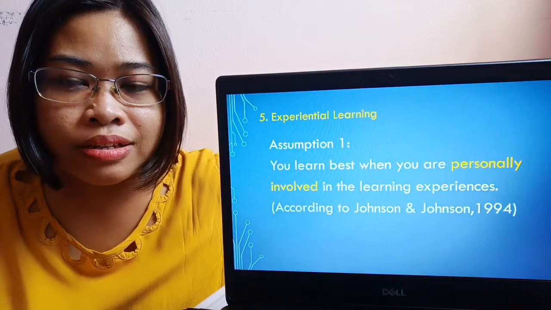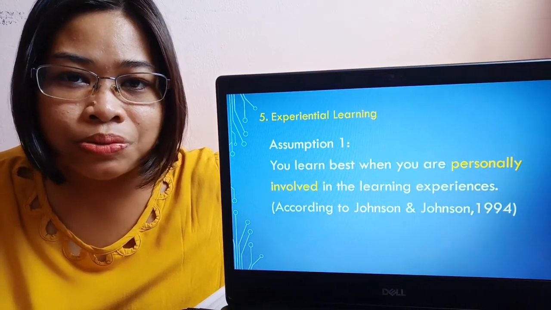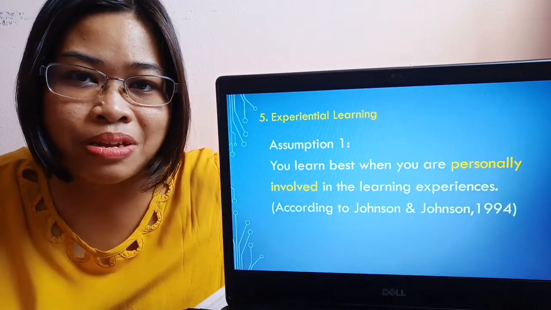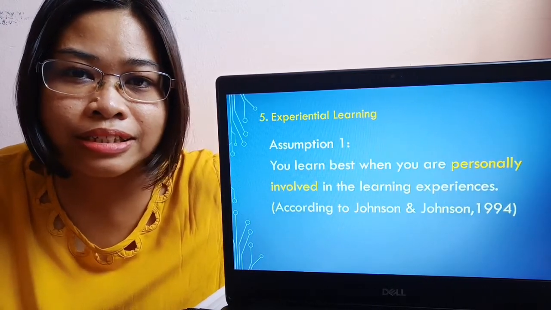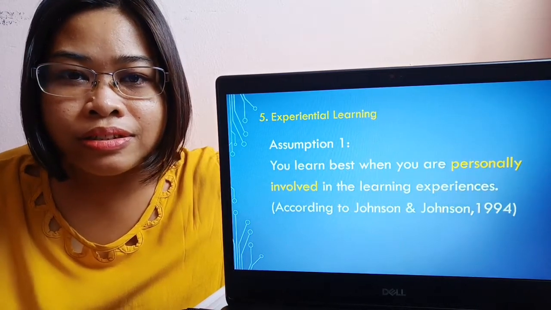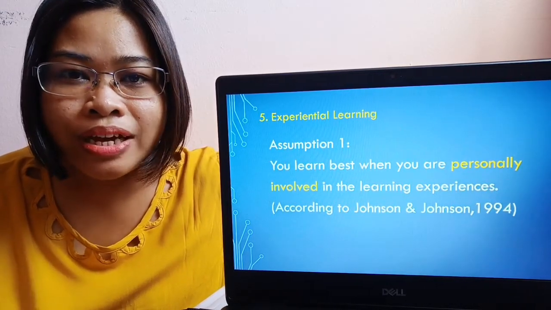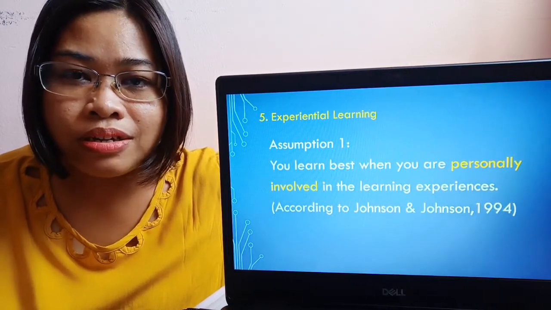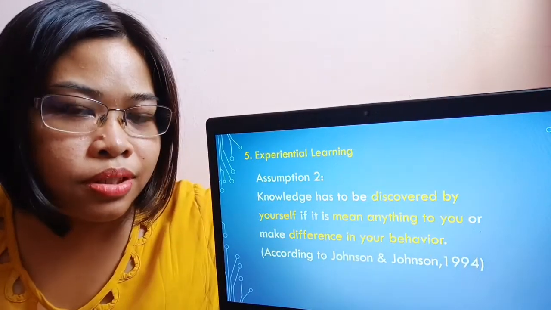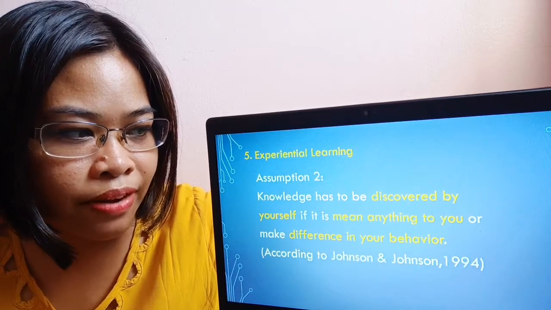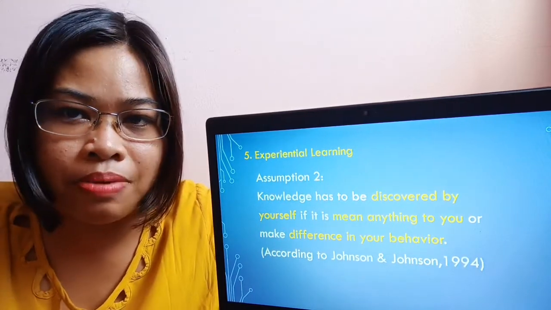We can apply it in our classroom through letting our students share their opinions, their insights, and giving them tasks or parts so that they can feel that they are personally involved in the learning experiences. Assumption number 2 is knowledge is to be discovered by yourself if it is to mean anything to you or to make a difference in your behavior.